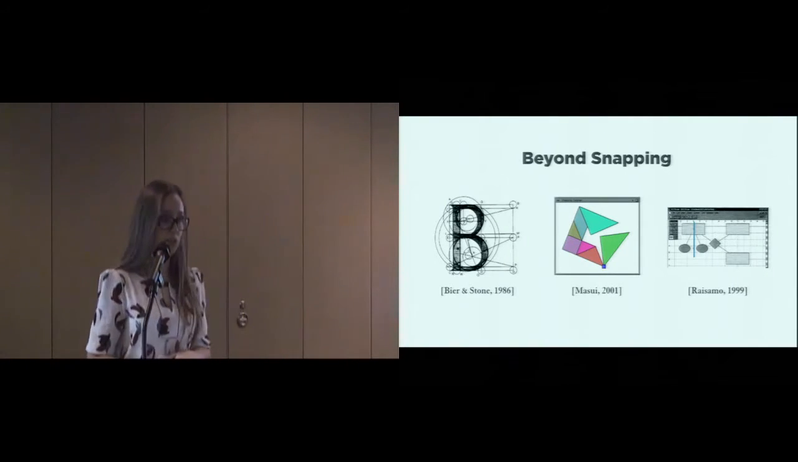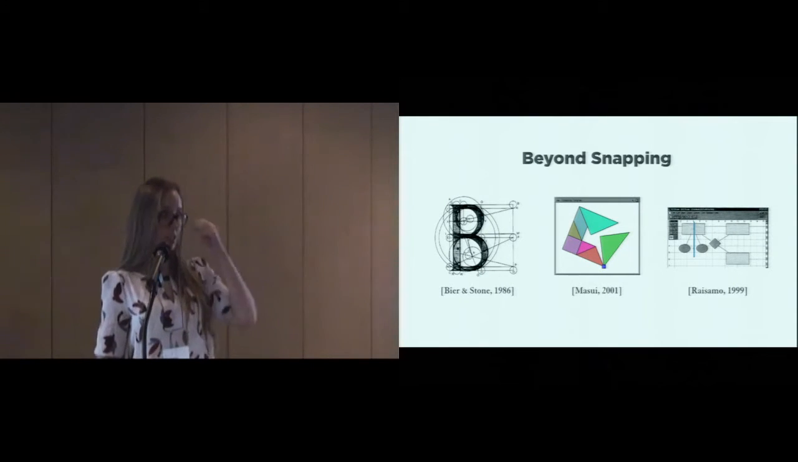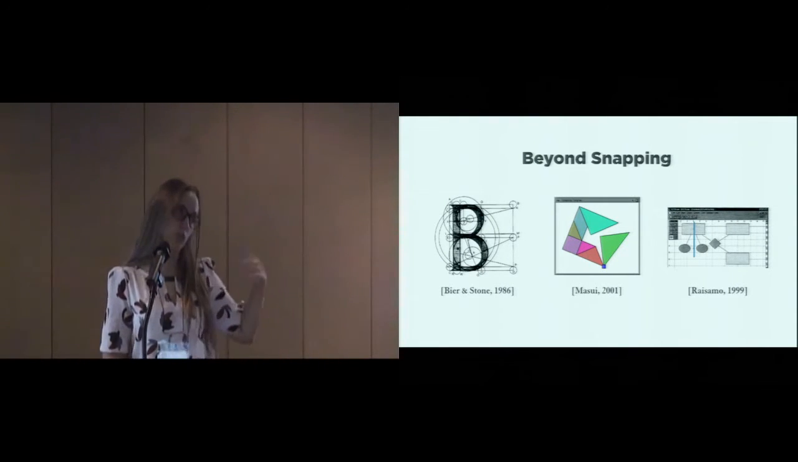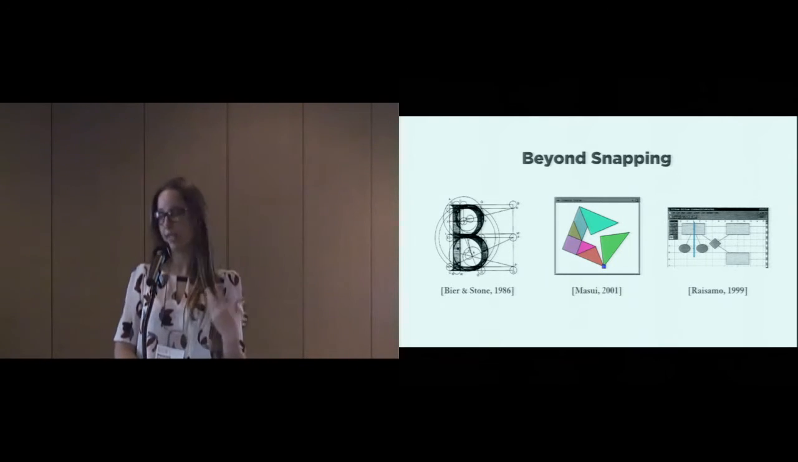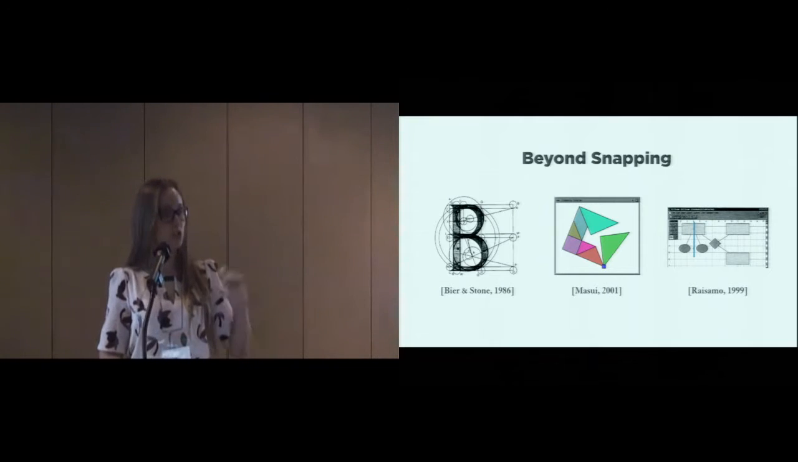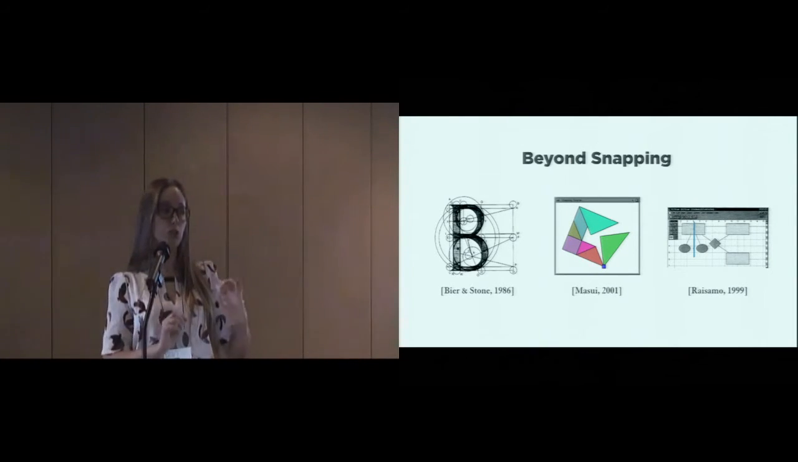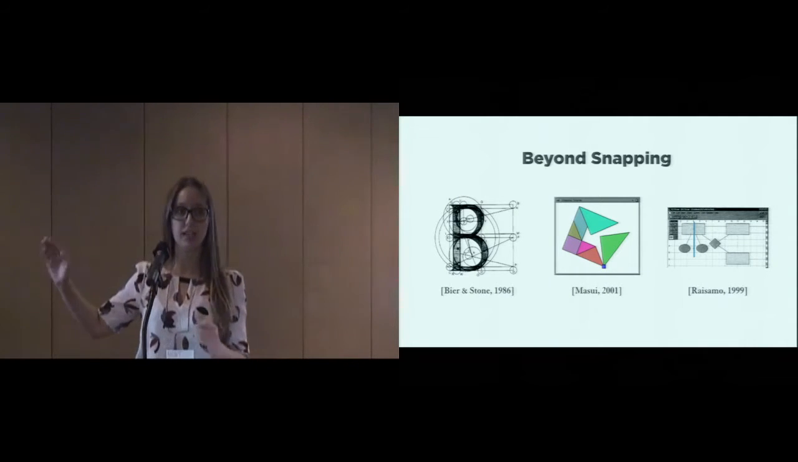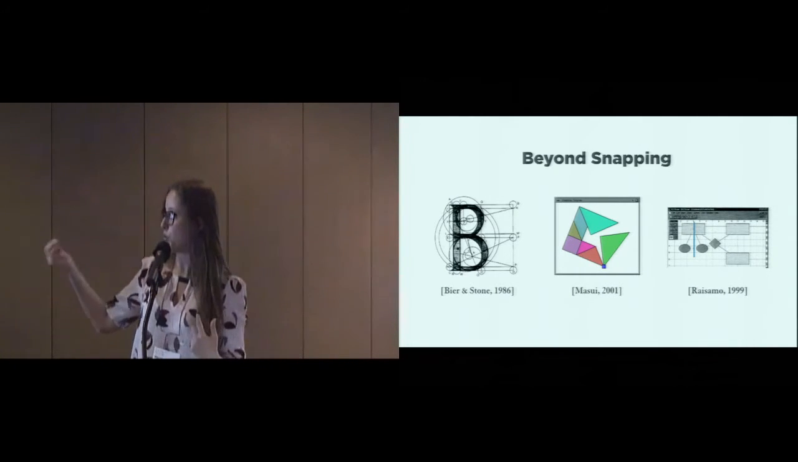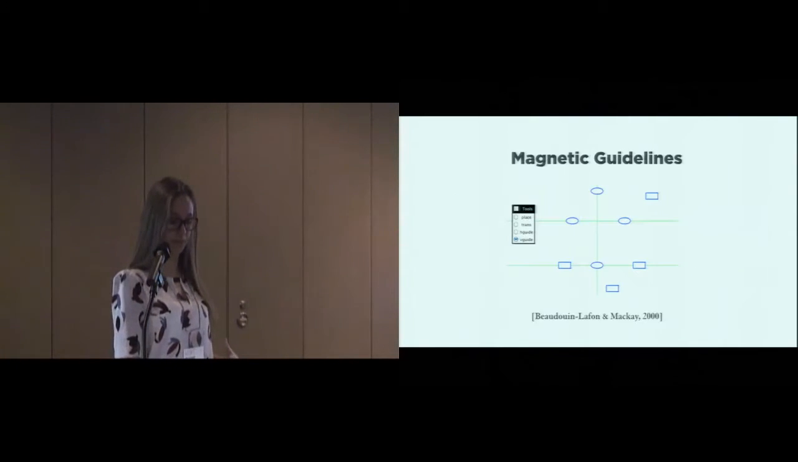So since the original work on snap-dragging by Beer and Stone, many techniques have been proposed to solve graphical alignment that went beyond snapping. For example, Masui's hypersnapping reveals alignment relationships through anchors at the snapping points. And then Raisamo's alignment stick used a physical ruler metaphor to push objects with it, and this was one of the first attempts to turn alignment into a persistent object that the users could directly manipulate.